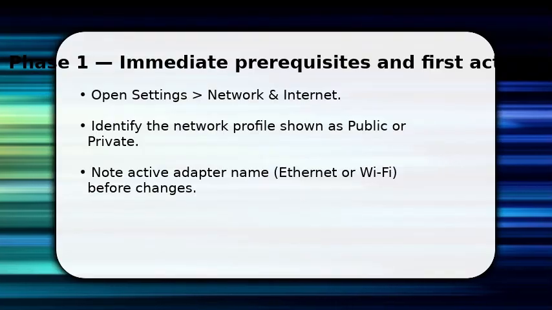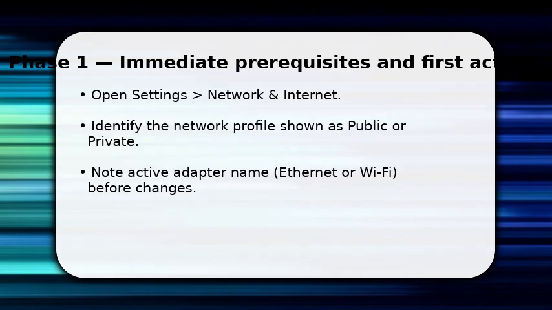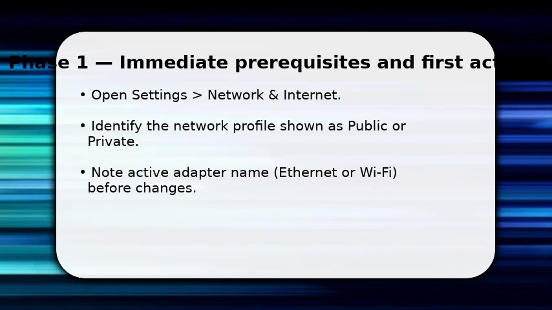You start by opening Settings and going straight to Network and Internet so you can see active adapters. This is faster than Control Panel. Once there, identify the adapter name, Ethernet or Wi-Fi, and note whether Windows lists it as public or private. You do this because the profile determines sharing and firewall rules, and you will change it.